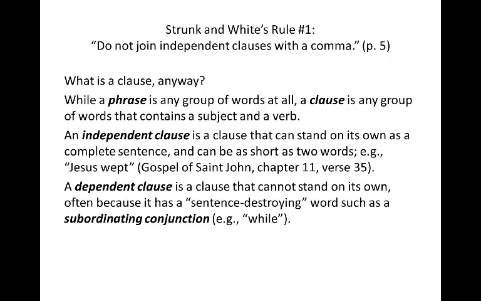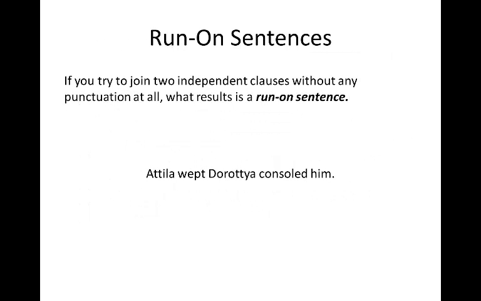It's a complete sentence. It can be as short as 2 words, such as the shortest verse in the Bible, which is Jesus wept, from St. John's Gospel, chapter 11, verse 35. 2 words can be an independent clause, a complete sentence. A dependent clause, on the other hand, is a clause that cannot stand on its own, often because it has a sentence-destroying word such as a subordinating conjunction, a word like while. If you try to join 2 independent clauses without any punctuation at all, then what results is a run-on sentence.